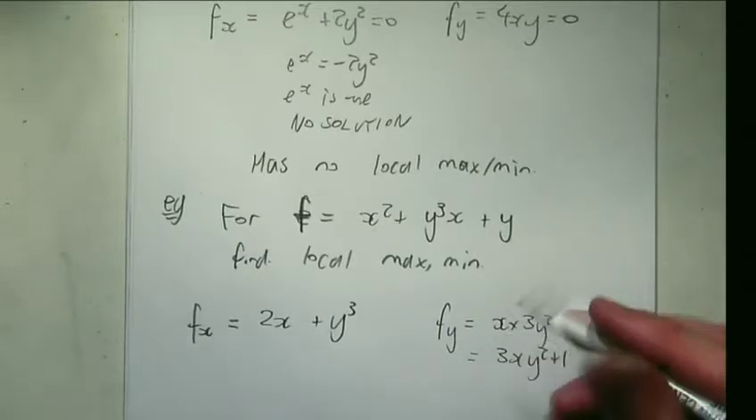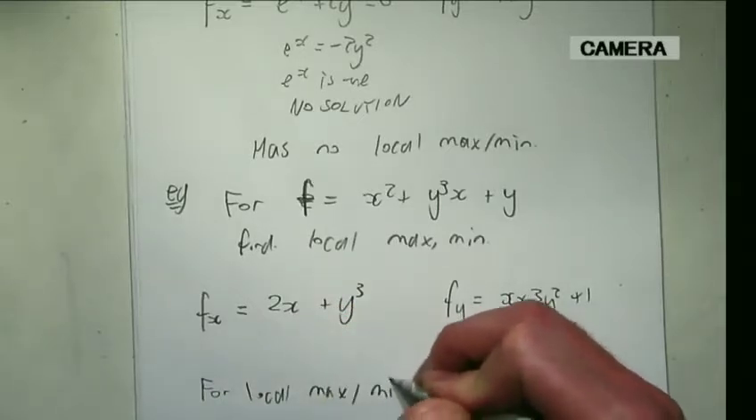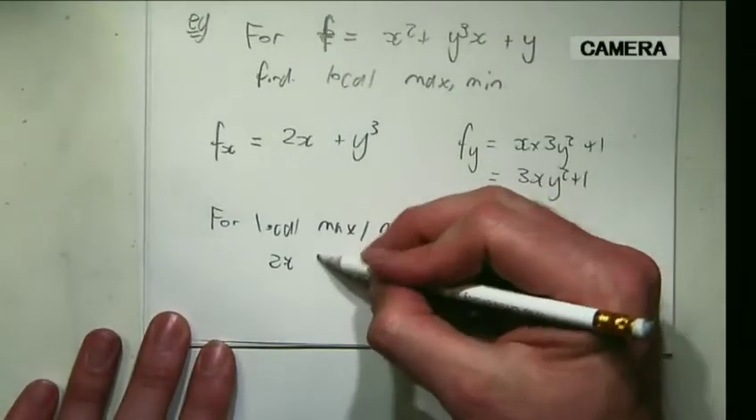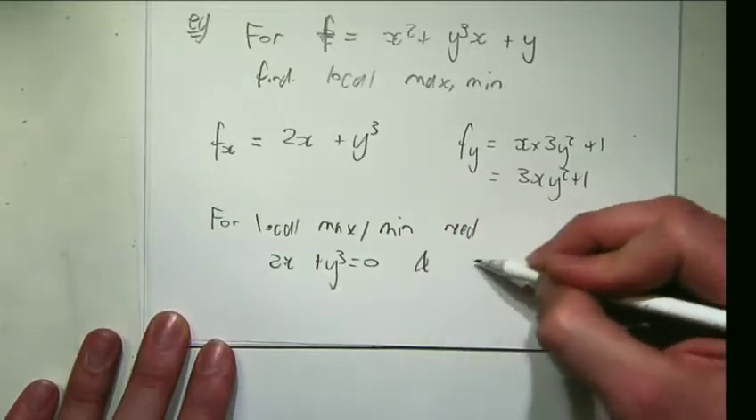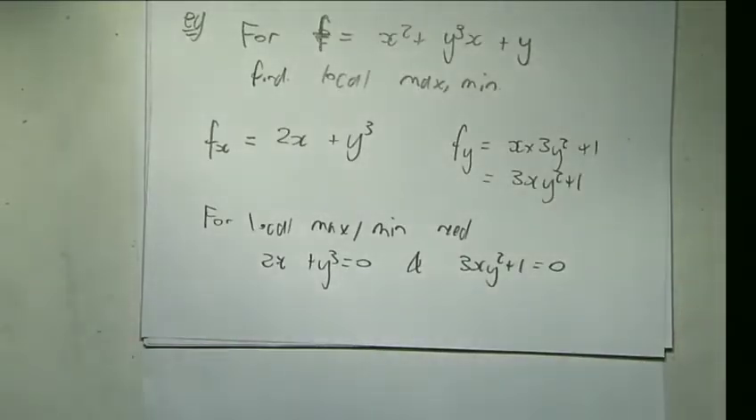And I need both of them to be 0 at the same time. So 2x plus y cubed equals 0 and 3xy squared plus 1 equals 0. Yikes. Okay, so I need to somehow solve them. One method would be, if one of them didn't involve x, I could just solve it to figure out what y was and then sub that into the other one. And the other method that I'm going to have to use here is to rearrange one of them to get x equals and sub it into the other one.